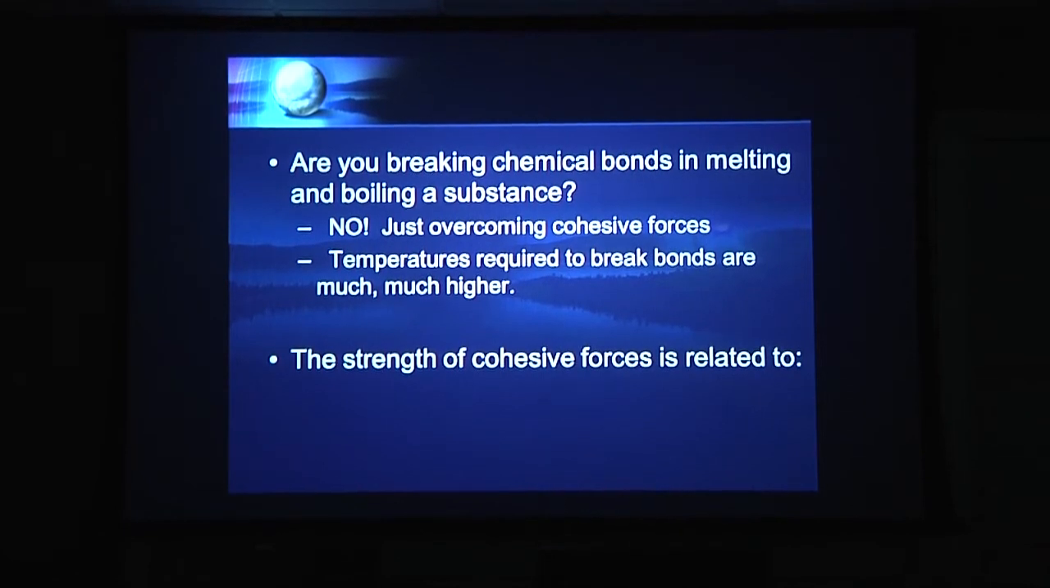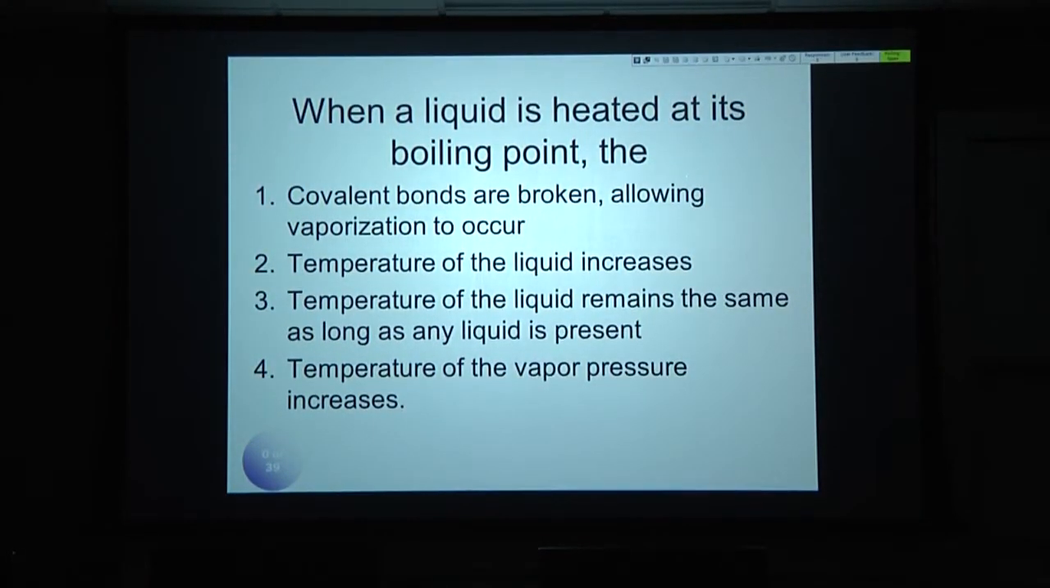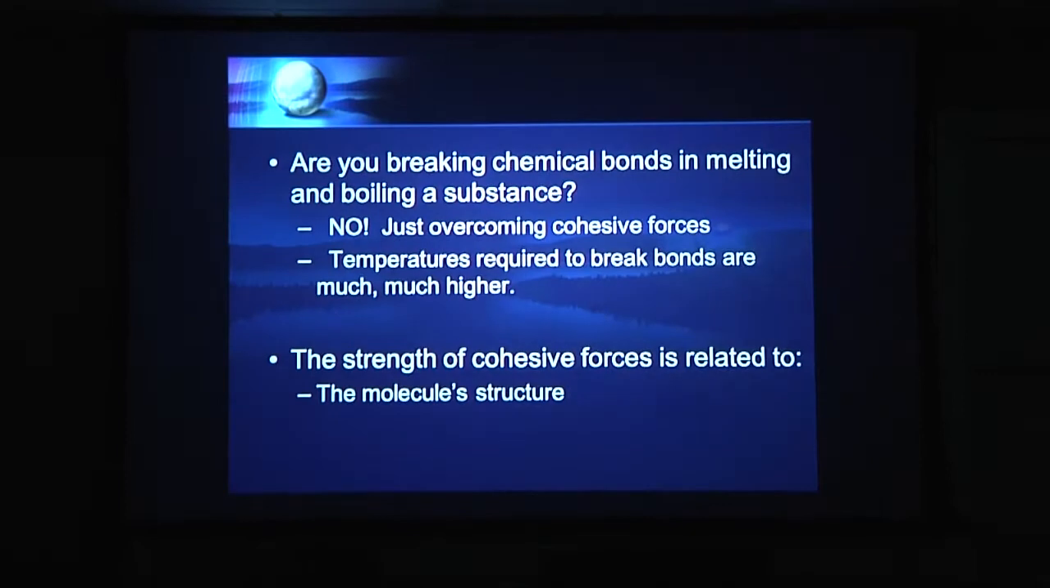So again, are you breaking chemical bonds when you melt or boil something? No, you're not. You're just overcoming cohesive forces. If you actually wanted to separate the oxygen and hydrogen in a water molecule, it would require much higher temperatures, or you'd have to use a different technique to do that. But you're not breaking bonds, you're just overcoming the cohesive forces. And the strength of the cohesive forces is related to the molecule structure.